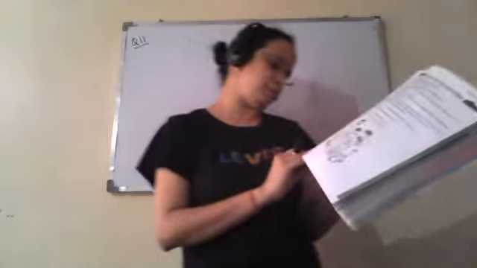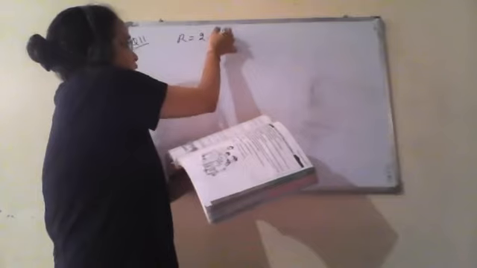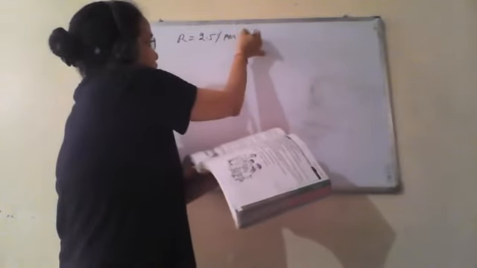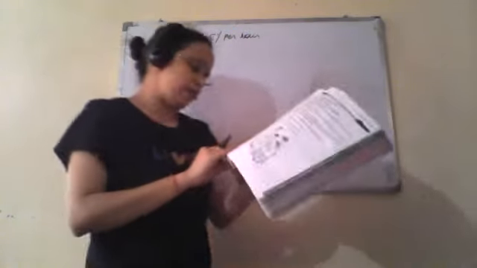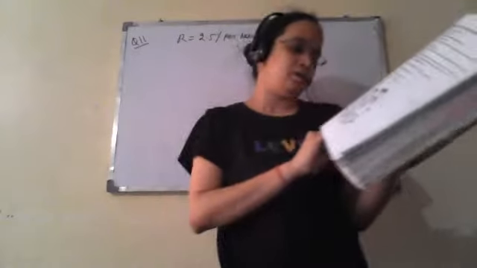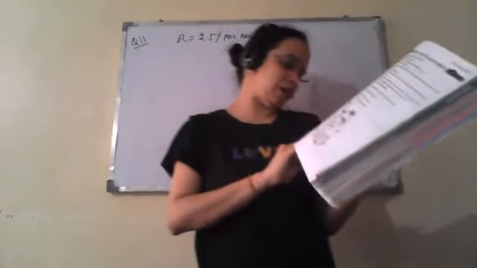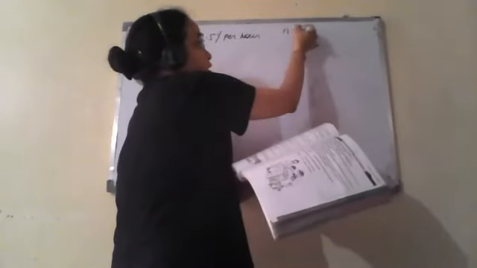Question number 11. What it says: in a laboratory, the count of bacteria in a certain experiment was increasing at a rate of 2.5% per hour. Okay, so the rate is given, 2.5% per hour. Find the bacteria at the end of 2 hours if the count initially was 5,06,000.